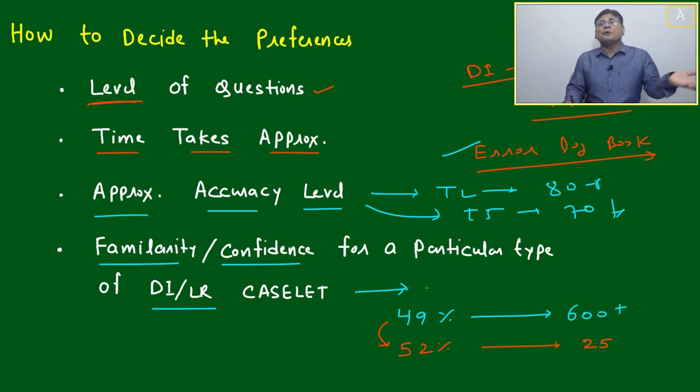So in subsets, what can happen, what can be more than that? Nothing can happen. Only thing, we have to understand the caselet. Either we multiply, going from inner to outer, or we come from outer to inner. Outer to inner divide, inner to outer multiply, that is all we are doing. But a few people are not able to understand the concept itself, they will feel uncomfortable. So familiarity and confidence for a particular type of DILR caselet will also be important.